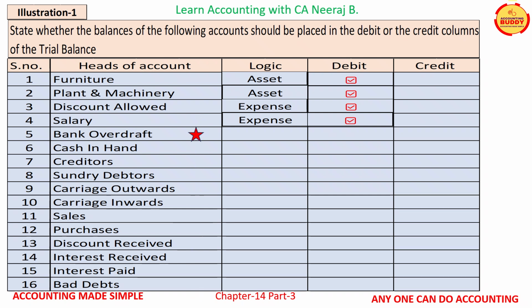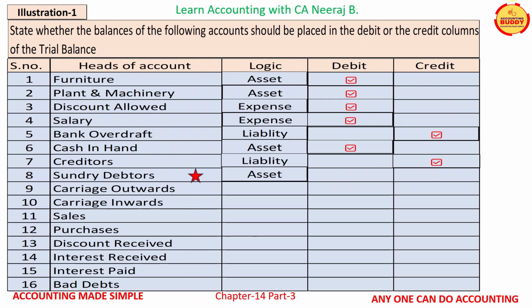Bank overdraft is a liability account, so it is placed in the credit column, as business liability always carry credit balance. Cash in hand is an asset account, so it is placed in the debit column, as the business assets always carry debit balance. Creditors is a liability account, so it is placed in the credit column, as the business creditors always carry credit balance. Sundry debtors is an asset account, so it is placed in the debit column, as the business assets always carry debit balance.